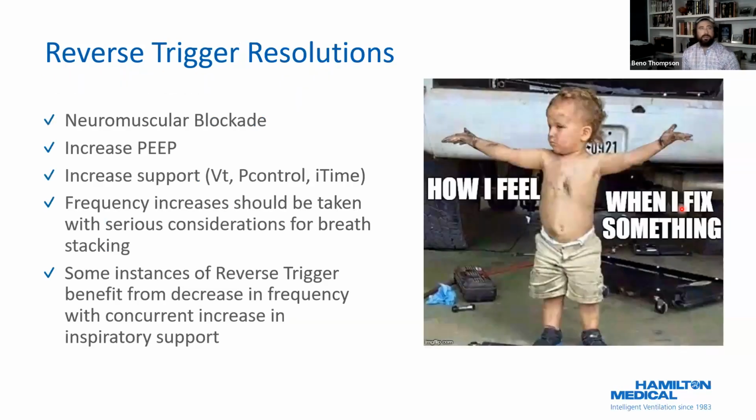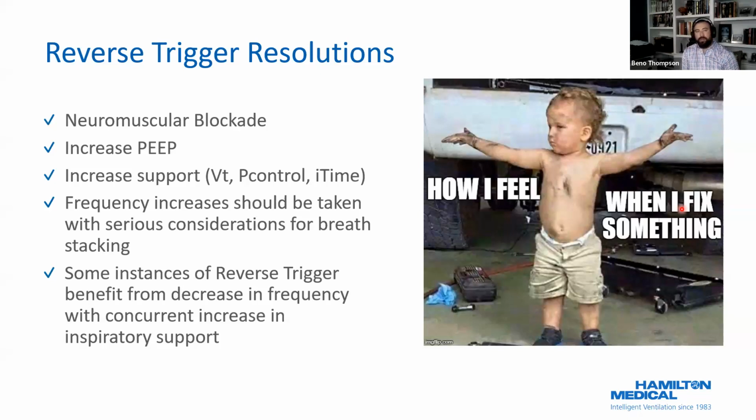And how do we fix it? Well, you can take the easy way out and do a neuromuscular blockade, paralyze them. But if you unparalyze them, probably going to have the same problems. Okay. So how can we fix this with the ventilator? Number one, you can increase PEEP. And I'm going to talk about why in just a second. You can also increase support, right? Tidal volume, pressure control, I time.